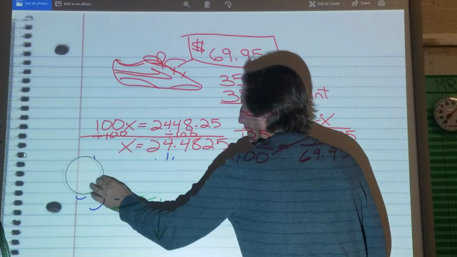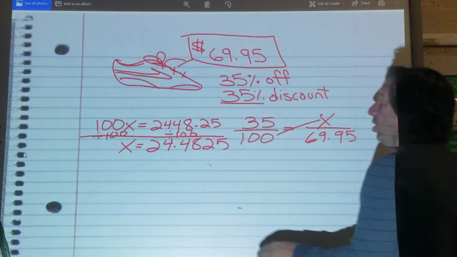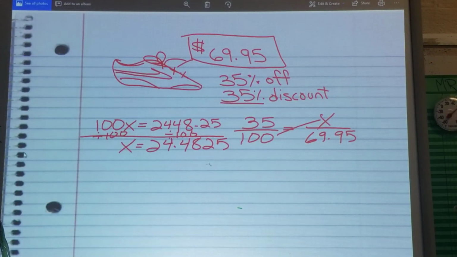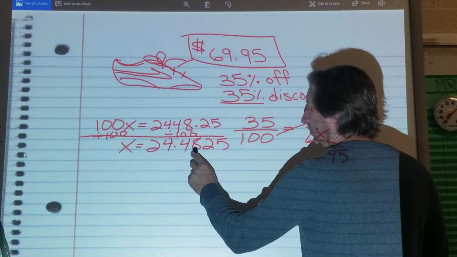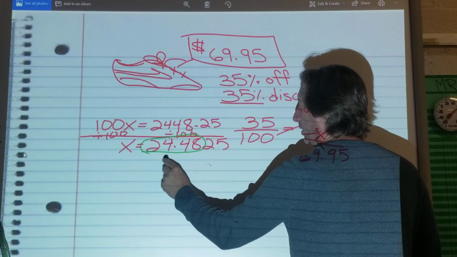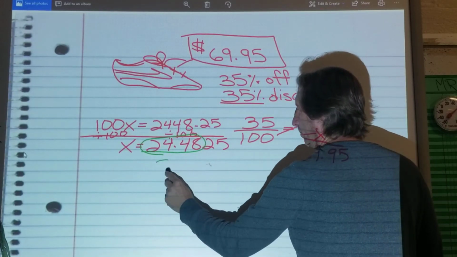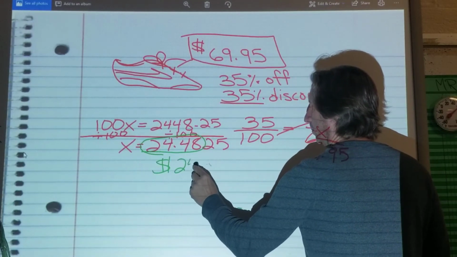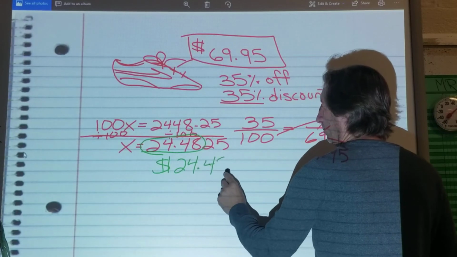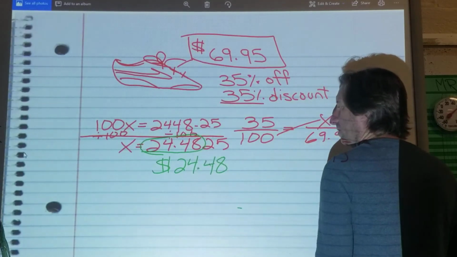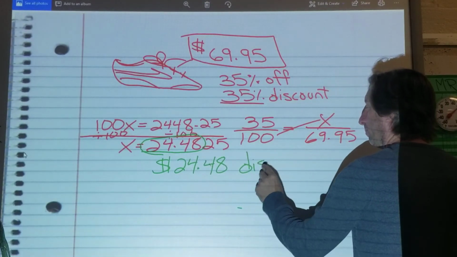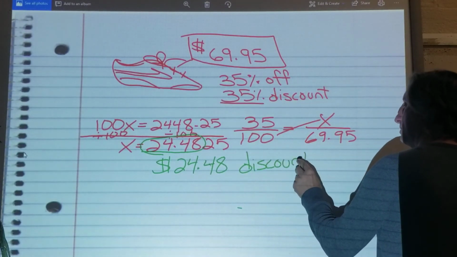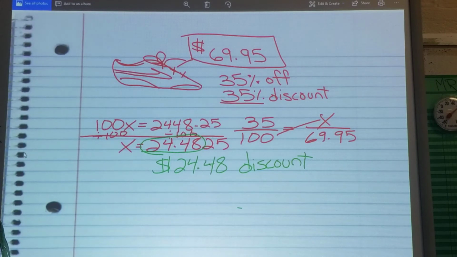So this is starting to get a little messy, right? It's kind of a long problem. All right, so this doesn't look like money though. Money, we only need two numbers after the point. So this is what we're looking at, $24.48. That 2 makes that 8 stay the same, all right? So this is our discount, which means this is how much money we saved, okay?